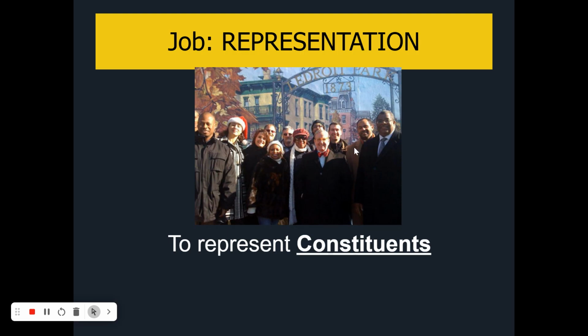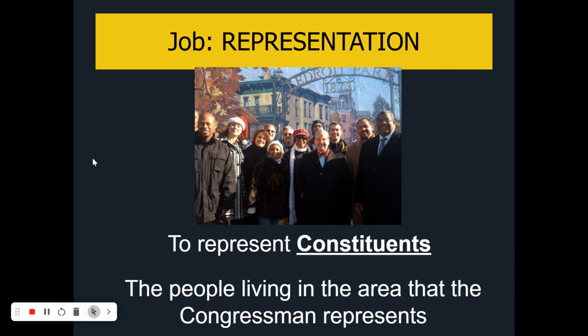So the major job of a member of Congress, House and Senate, is to represent constituents. So this is a picture of a congressman's constituents. It's a fancy name for just the people that live in the area that the congressman represents. So for a representative, their district, for a senator, their state. That's the number one job: that representative or senator is voting and acting on behalf of the people in the area that they represent, right?